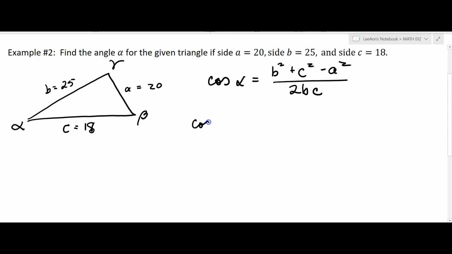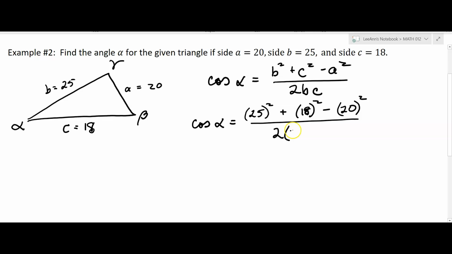Okay, so we'll plug in what we know. Cosine alpha equals, and then b was what, 25 squared plus c, which was 18 squared, minus a, which was 20 squared, all over 2, and then b is 25, and c is 18. Now, I'm going to go ahead and show you how to do this all in the calculator at once. So alpha is going to equal the inverse cosine of, now, how are we going to put this?